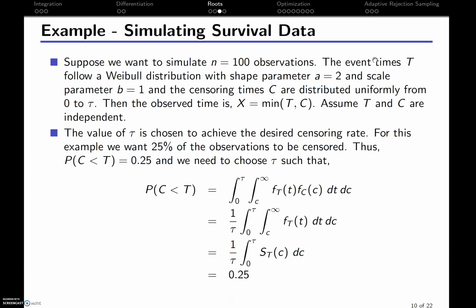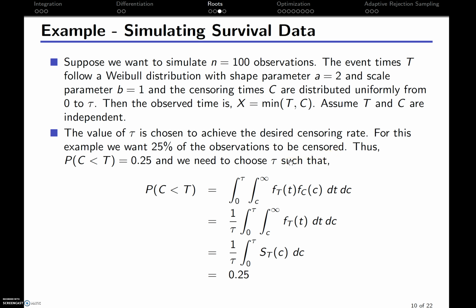Then the observed time is going to be the minimum of T and C. Again, T is the event time, and C is the censoring time. So the time gets cut off, in other words, and it's got to be the minimum of those two. Assume that C and T are also independent. That's a core assumption of the model. The value of tau is chosen to give you the desired censoring rate.